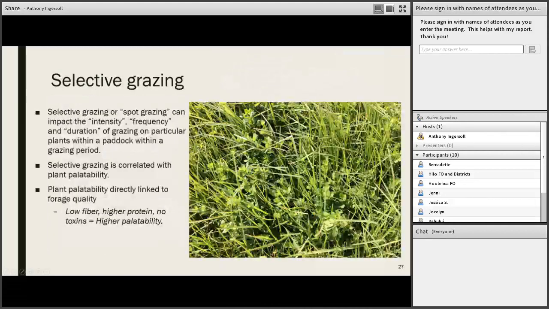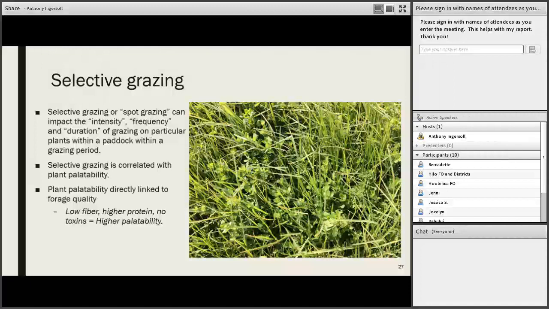So now we're going to shift a little and talk about this other element that we need to consider when we're talking about what impacts forage, and that's selective grazing. Selective grazing or spot grazing can impact the intensity, frequency, and duration of grazing that a particular plant experiences within a paddock, within a grazing period, depending on the length of that grazing period. Selective grazing is directly correlated with plant palatability. The more palatable it is, the more it's going to be selected for generally.